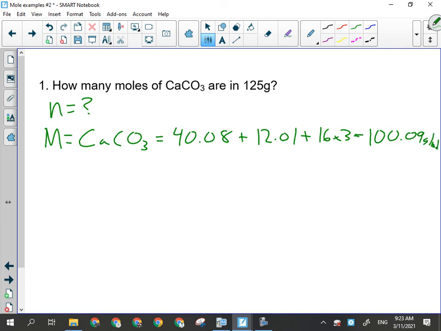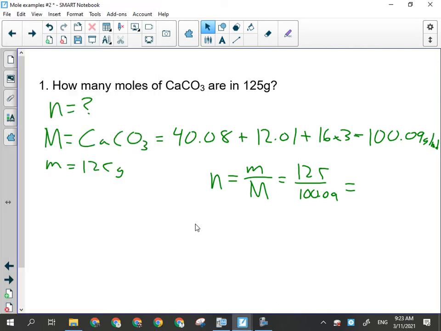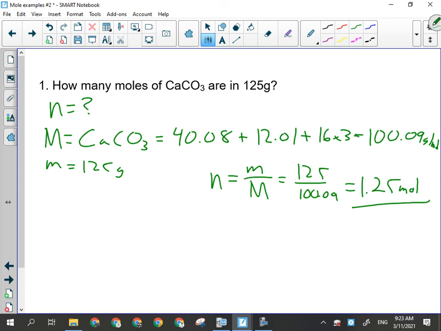Okay, everybody all right so far? The other thing, they tell us the mass, 125 grams. We're looking for the number of moles. n equals little m over big M. So that'll be 125 over 100.09, so it's going to be like 1.25 probably. 125 divided by our answer there. Yeah, 1.25 moles for that one.